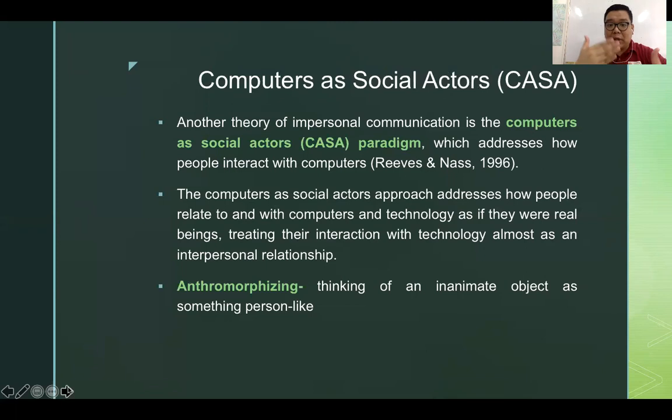So this time, we'll be talking about the interaction between people or the users and the computers that they are using. The computers as social actors approach addresses how people relate to and with computers and technology as if they were real beings, treating their interaction with technology almost as an interpersonal relationship. Okay? And here is the concept of anthropomorphizing, in which you think of an inanimate object as something person-like.